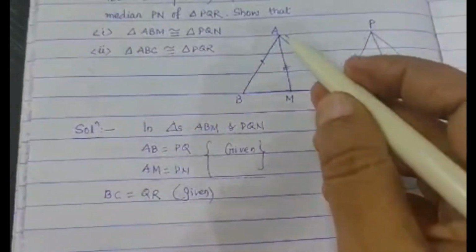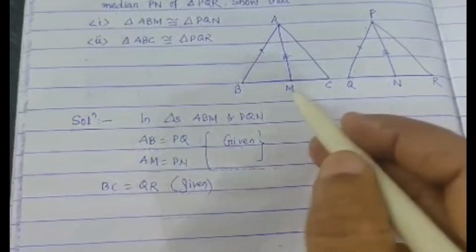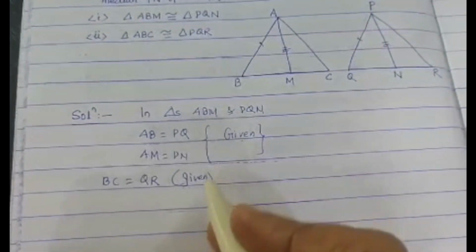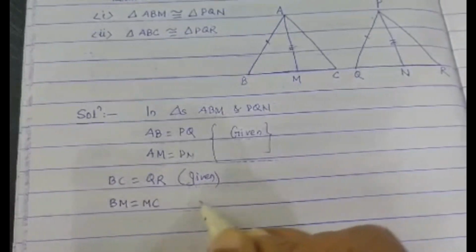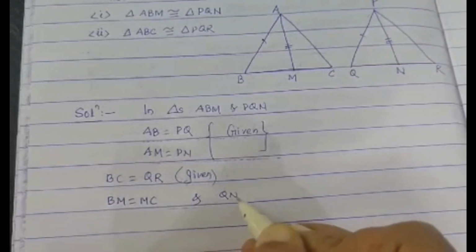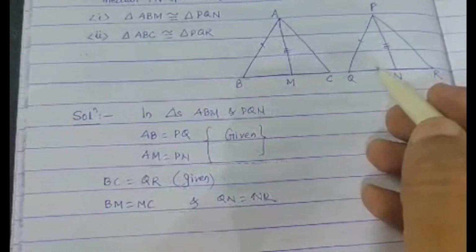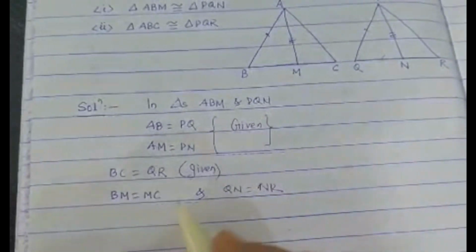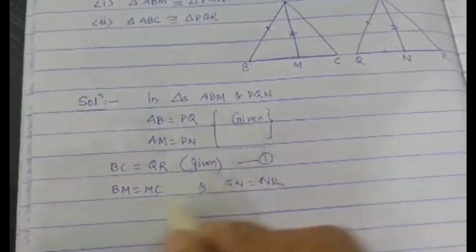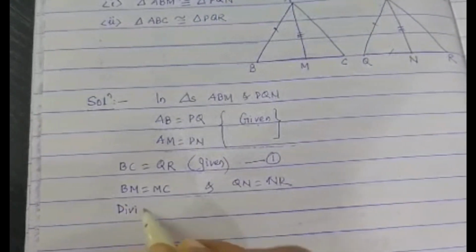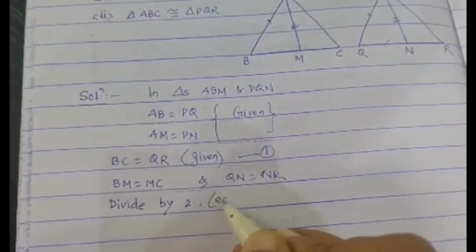And we know that this is the median, so it will bisect. It is a property of a median, it will bisect the sides. So BM equals MC, and QN is equal to NR, we can write. Now let us divide equation 1 by 2.